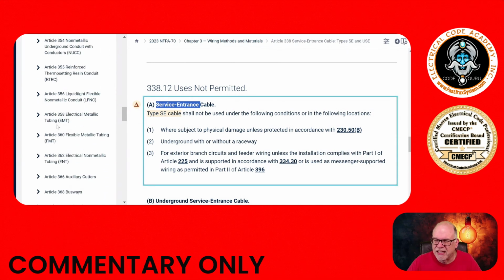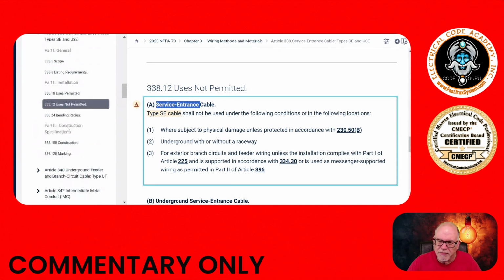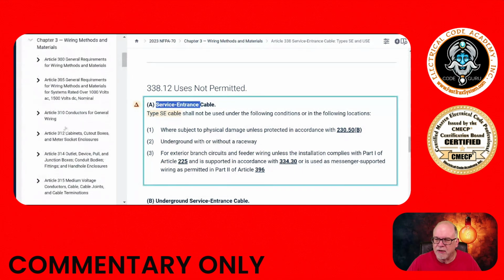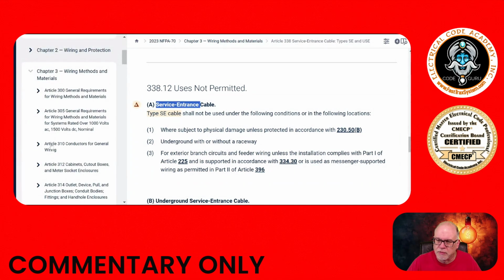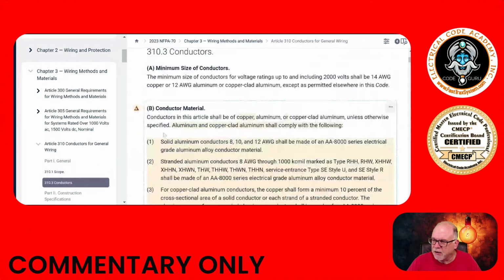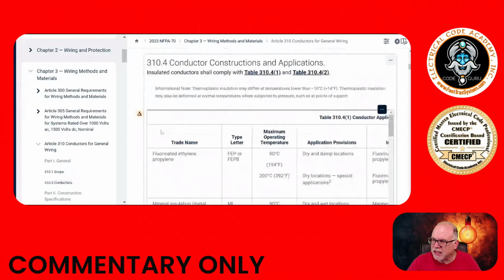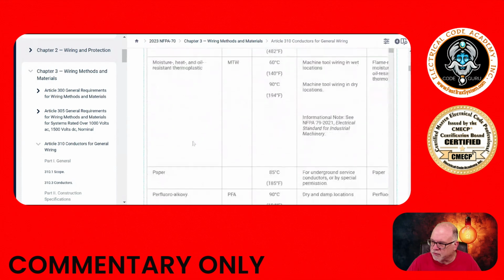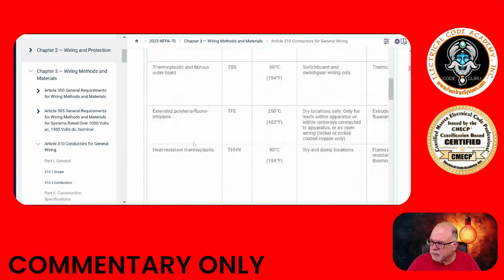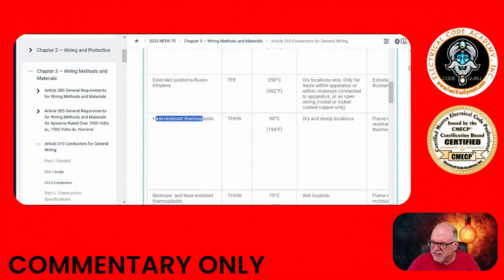The last one we were looking at here was THHN. In order to find that, you're going to go to Article 310, conductors, and look at 310.4. That's the first thing, and we're going to look for THHN. Here's THHN right here, and it says dry and damp locations. Well, outdoors underground is a wet location, so THHN would not be permitted there.